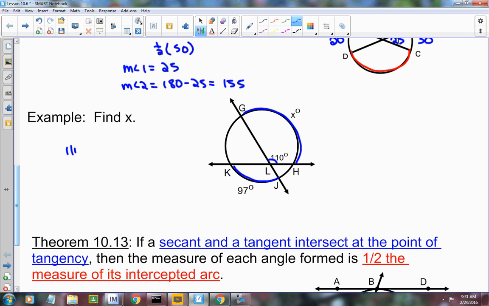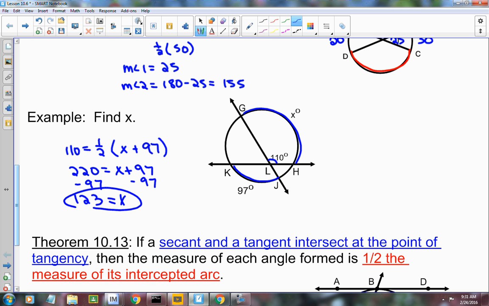Okay? So my angle is 110, and it's going to be half the sum of its arc, which is x, and the arc of its vertical angle, which is 97. Everybody see how I set that up? Okay? All right, so then to solve for x, I can either distribute the 1/2 or I can multiply both sides by 2. I'm going to multiply both sides by 2. Okay, and then subtract 97 from both sides. And 220 minus 97 is 123. So that x is 123 degrees.